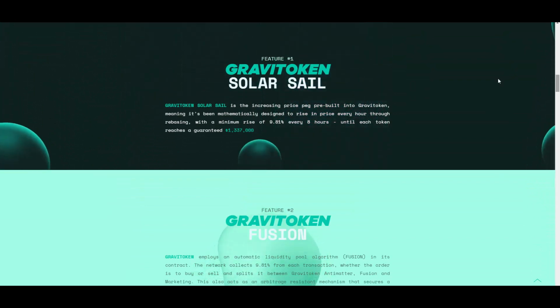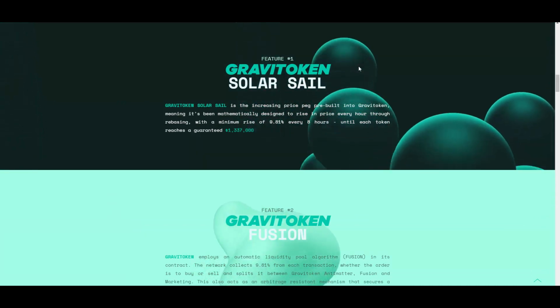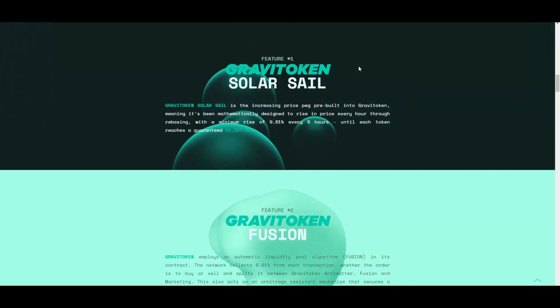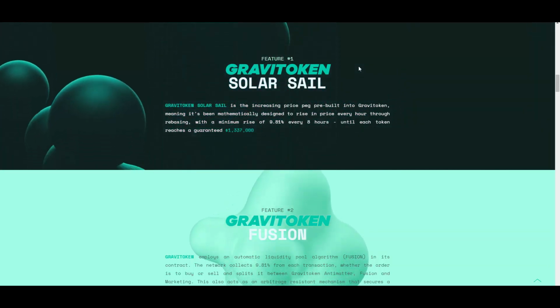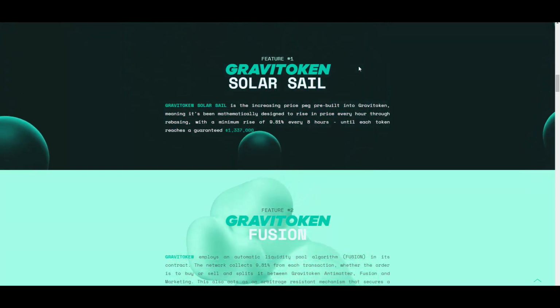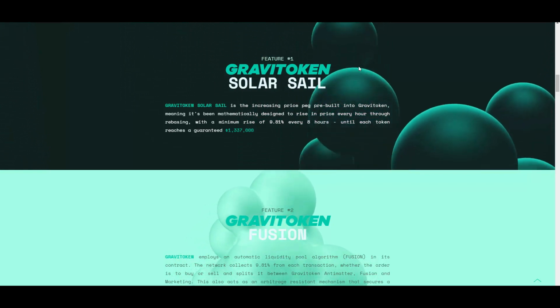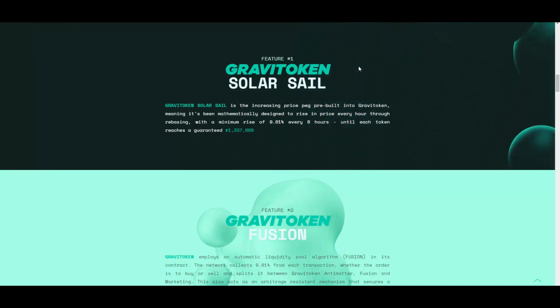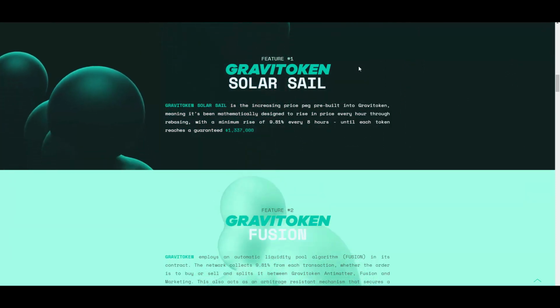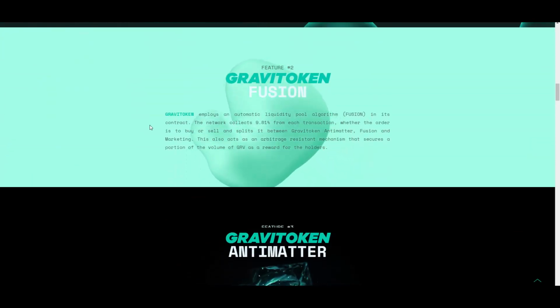So first of all, we have feature number one, which is GraviToken Solar Sale. GraviToken Solar Sale is the increasing price pact pre-built into GraviToken, meaning it's been mathematically designed to rise in price every hour from rebasing, with a minimum rise of 9.81% every 8 hours until each token reaches a guaranteed 1.337 million.